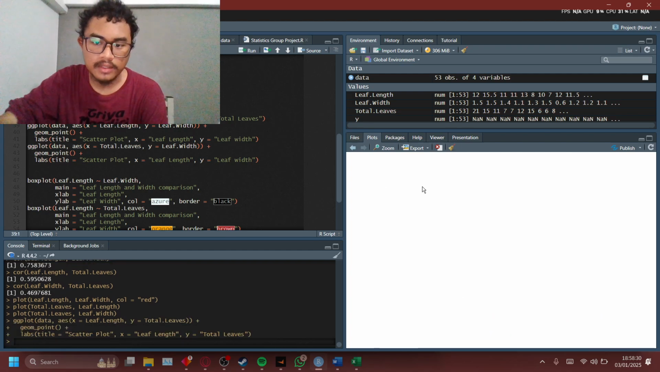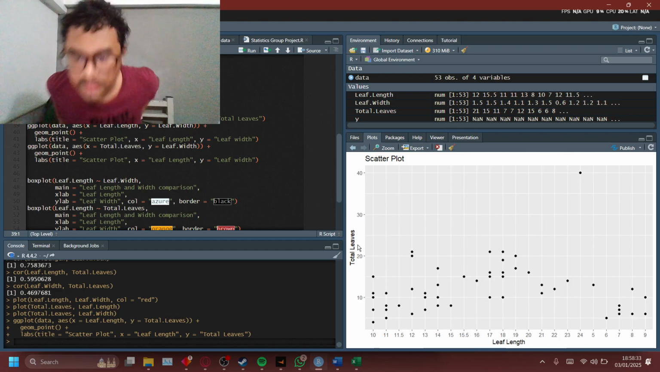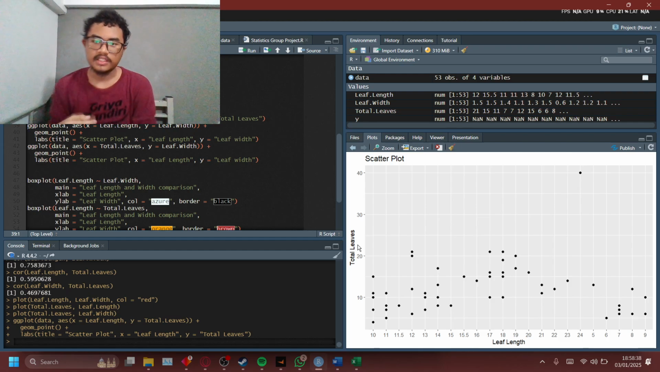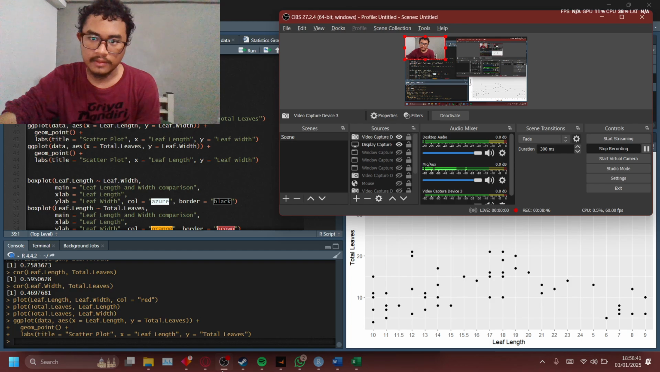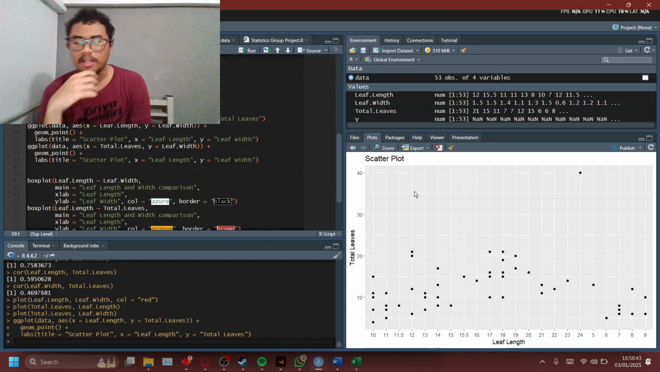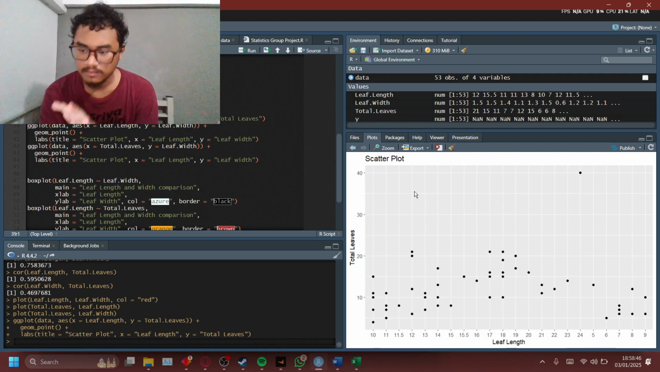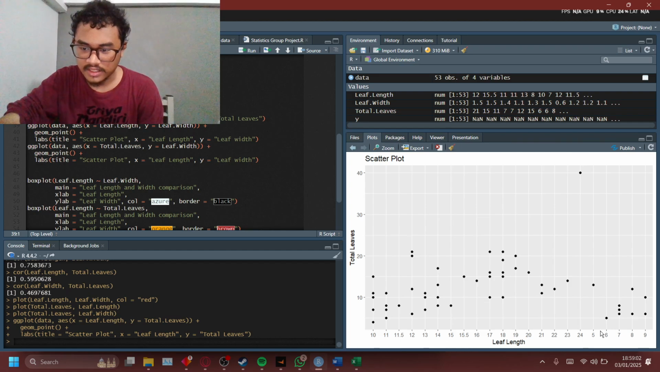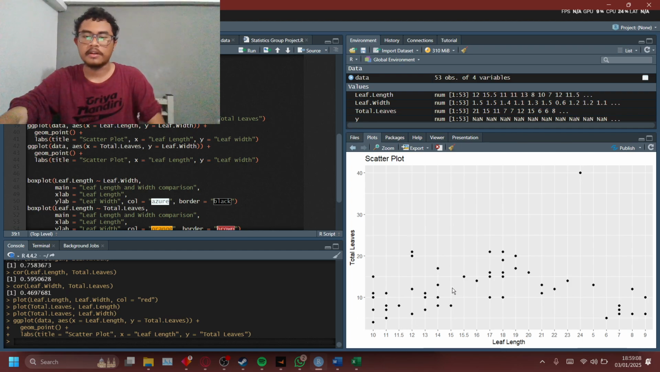Let's see scatterplots. Scatterplots for leaf length and total leaves. It doesn't really correlate that much. You can see it already from correlation, but from scatterplots you can see it much clearer since it's not diagonal. Again, that's that one anomaly. There's like 40 total leaves, but the leaf length is just 24. I don't know why. My scatterplot goes like 24, 5, 6, 7, 8, 9. Why aren't they here? Well, whatever. I guess that's also an anomaly.